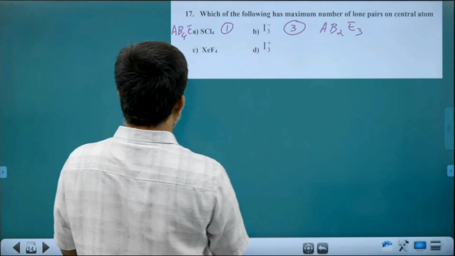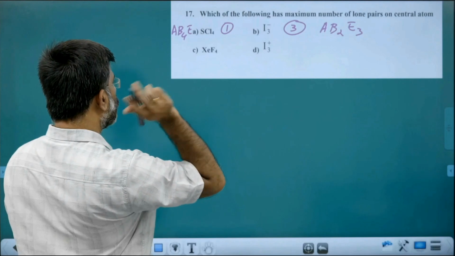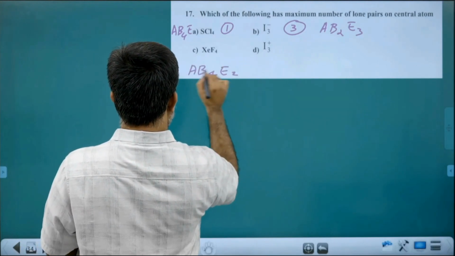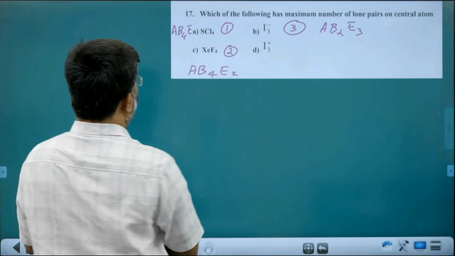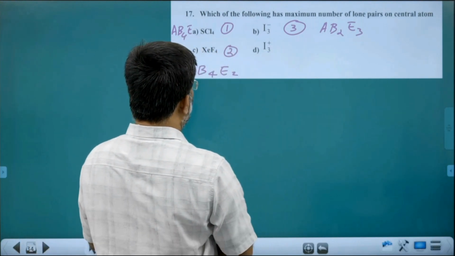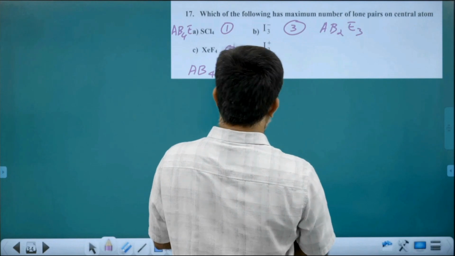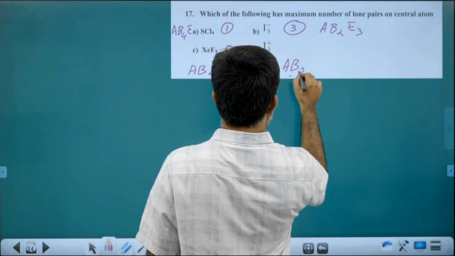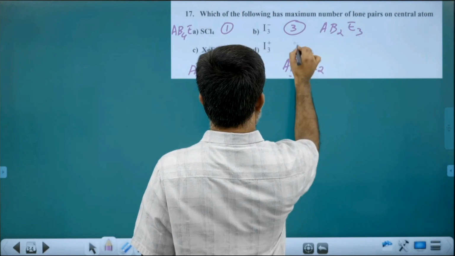This is sp3d2 hybridization and this molecule is AB4E2 type. So two lone pairs. And what about this? This we have worked out earlier. sp3 hybridization. And the molecule is AB2E2 type. Two lone pairs.